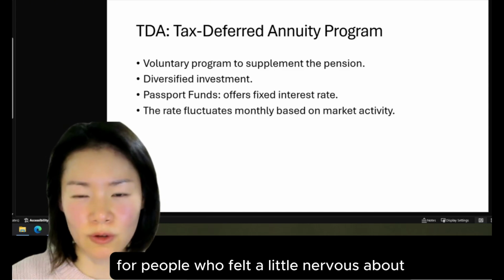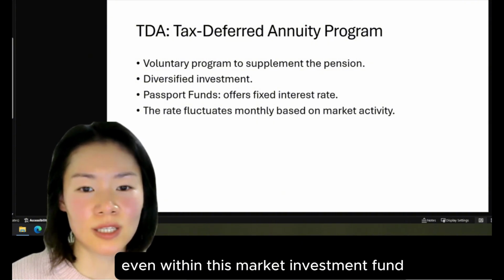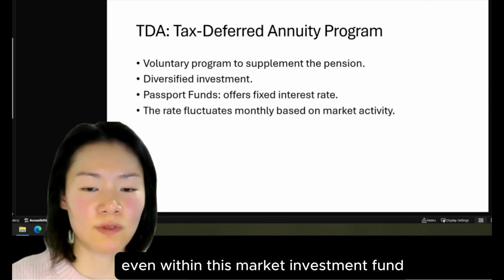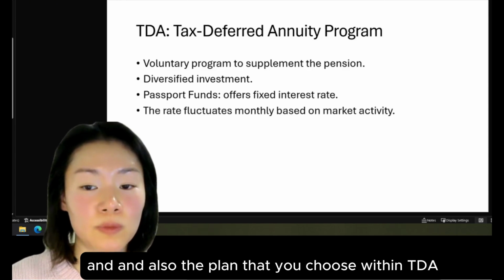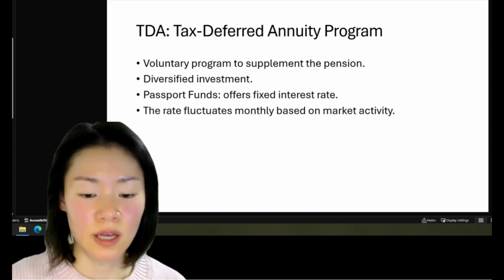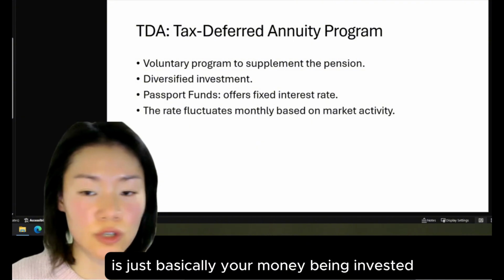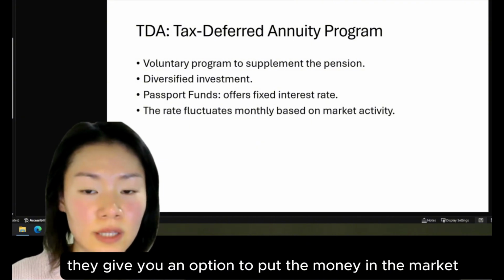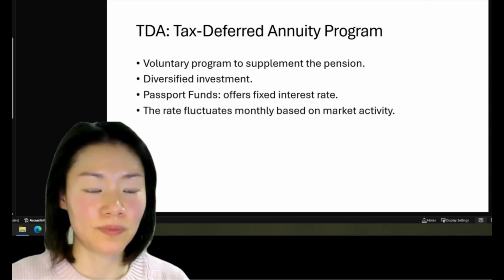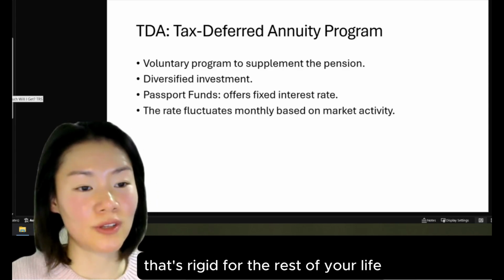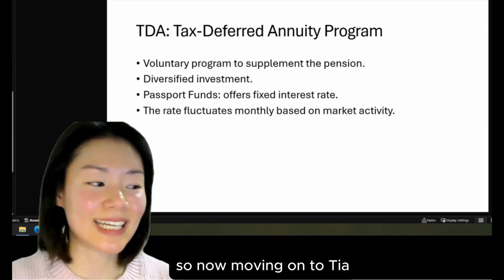I think for people who felt a little nervous about investing in the market, this shows that there are conservative options even within this market investment fund. The rate fluctuates monthly based on market activity and also the plan that you choose within TDA. And with this one, there's no employer contribution. It's basically just your money being invested. They give you an option to put the money in the market to balance against inflation. And we saw what inflation does to pension. That's rigid for the rest of your life. It doesn't change.